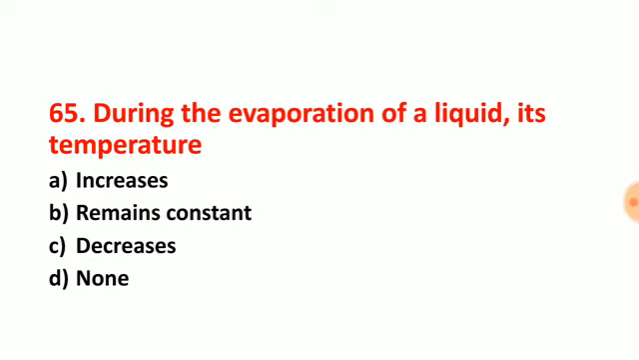Question number 65. During the evaporation of liquids, its temperature decreases. In evaporation of a liquid, highly energetic molecules move out from the surface of the water. For example, in a river or a pond, if the molecules having maximum energy evaporate from the surface, the remaining water will have a lower temperature, because the sum of kinetic energy of the molecules is temperature, and the most energetic molecules are moving out from the surface.